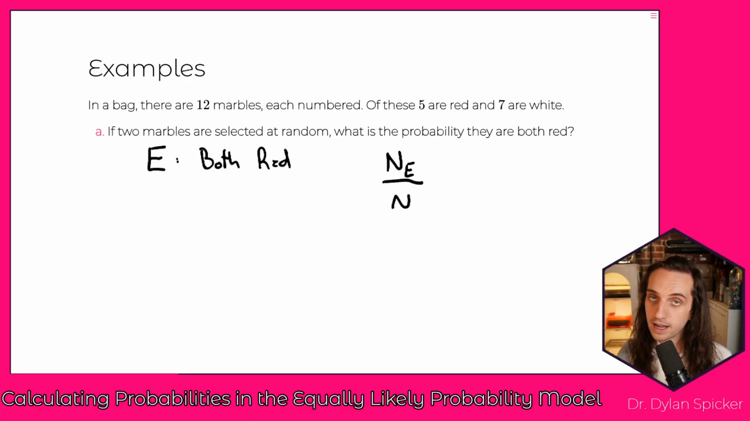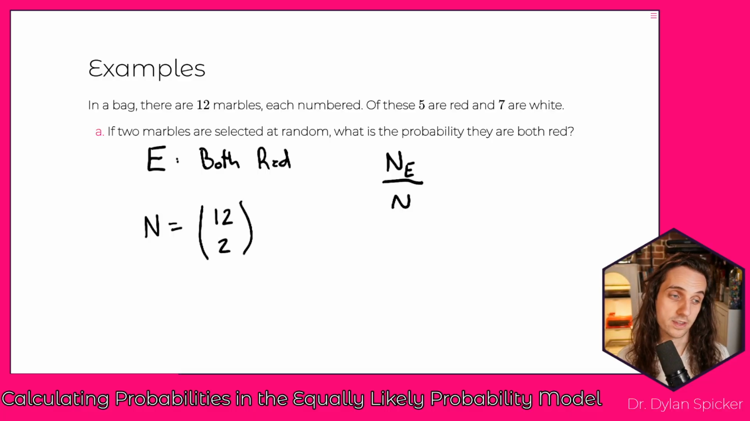And so we can start with either of these quantities here. What is the total number of things that can happen? Well, in this case, we have 12 marbles and we're choosing 2 of them at random. And so if you think about this, we're not talking about the order here. We're not talking about any sequencing. What we're saying is that there are 12 marbles. We want to select 2 of them. So N is going to be 12 choose 2.